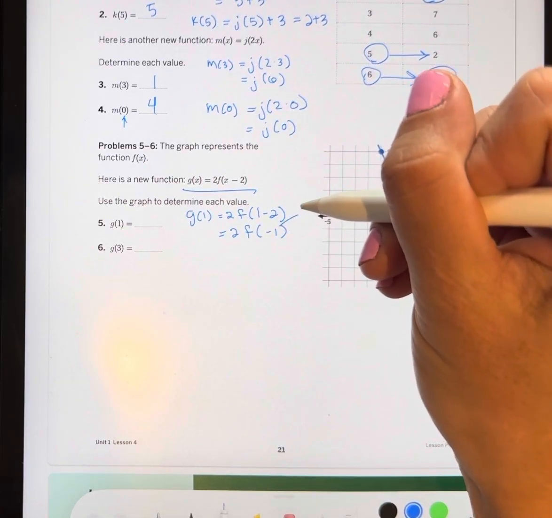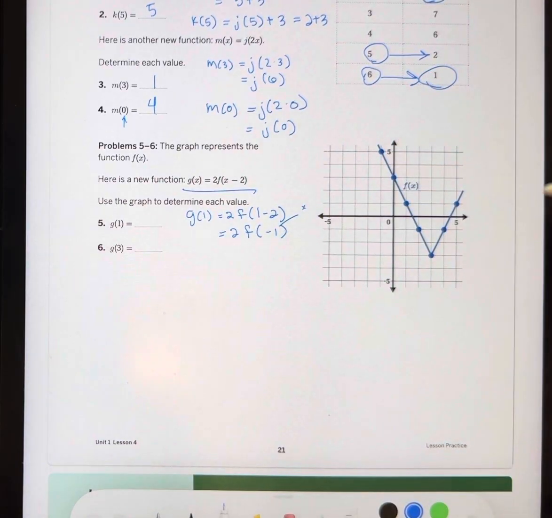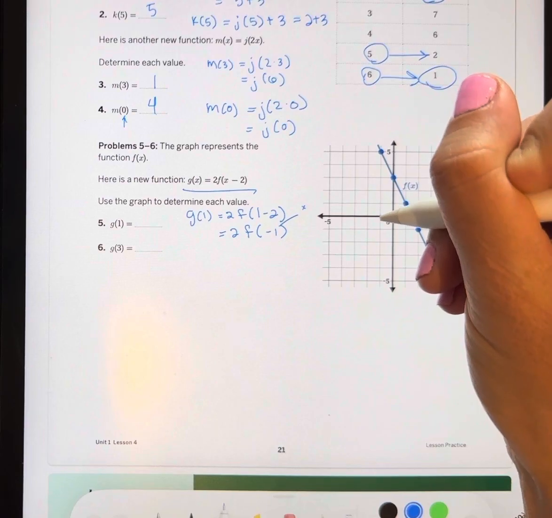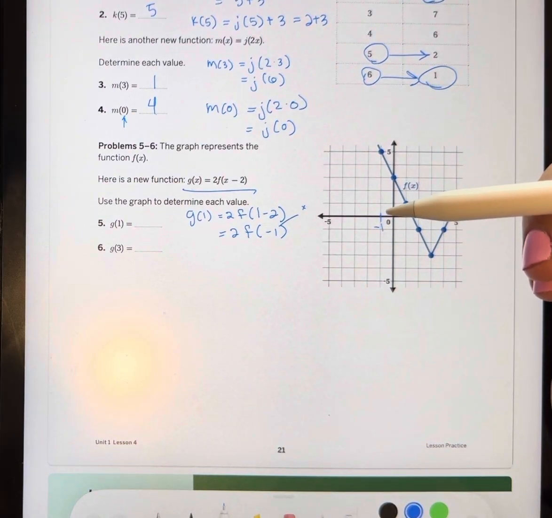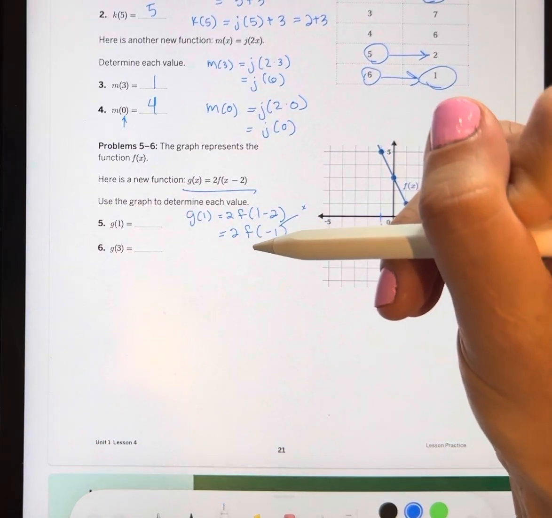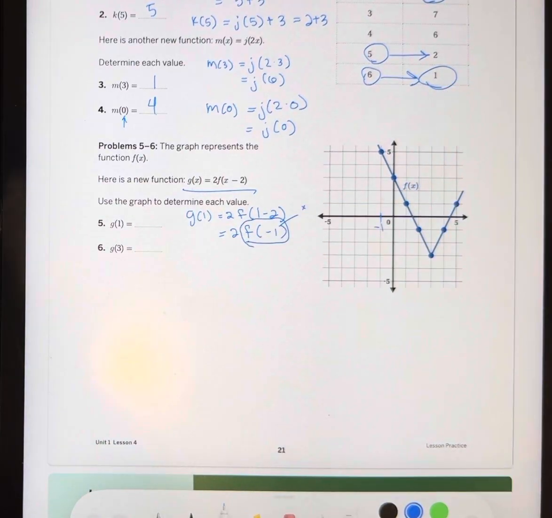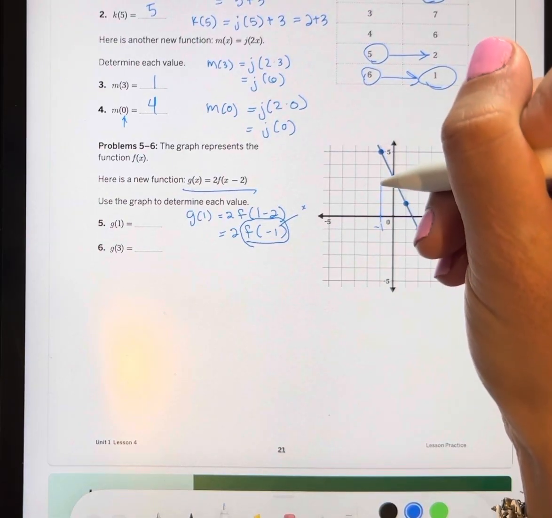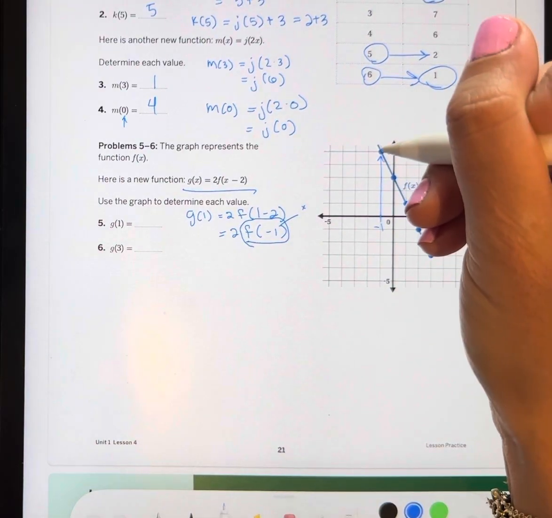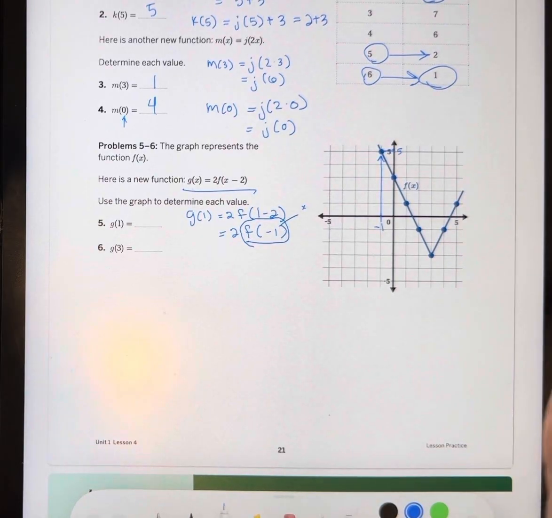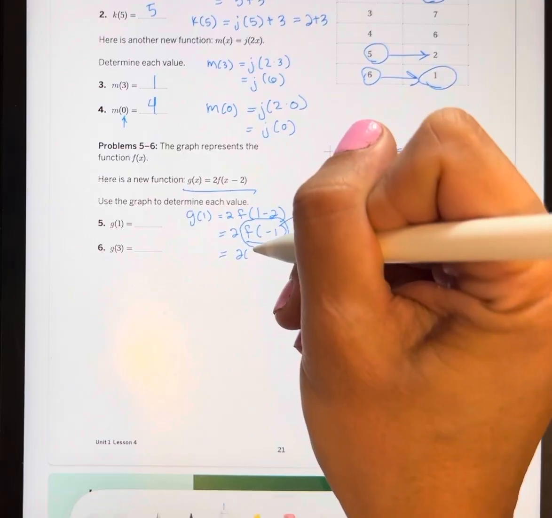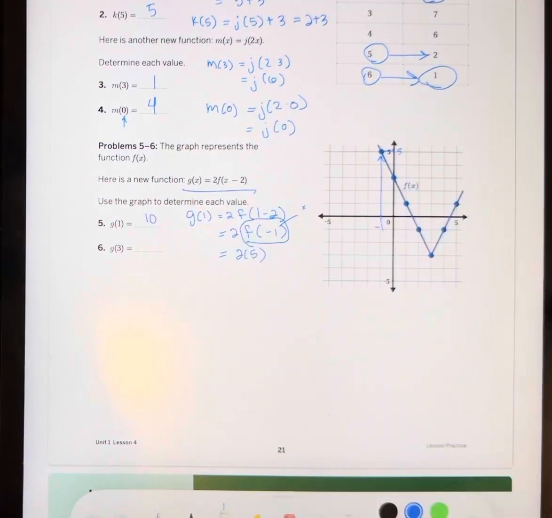Negative 1 is x. Remember, number inside the parentheses is x. So where x is negative 1 is right here. And I need to see what the y value is, because f of negative 1 is that y value where x is negative 1. And it's right up there, and its y value is 5. So this equals 2 times 5, 10.